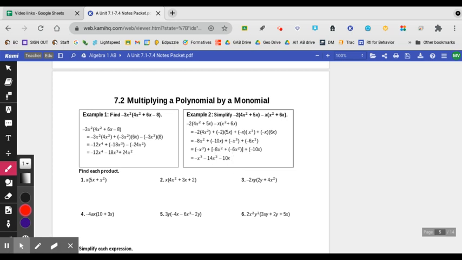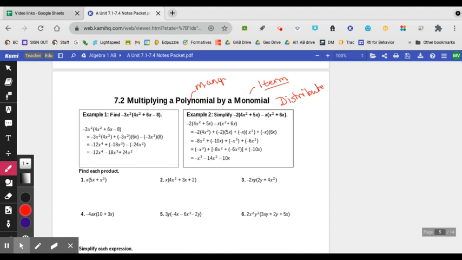Hello, everyone. Today is our second day of polynomials, and today we're multiplying a polynomial by a monomial. So remember, a polynomial is many terms, and a monomial is one term. So really what we're doing here is we're doing the distributive property.